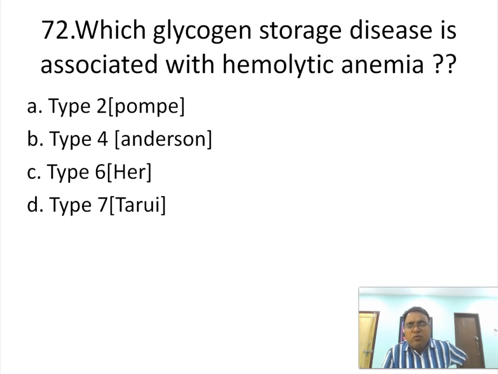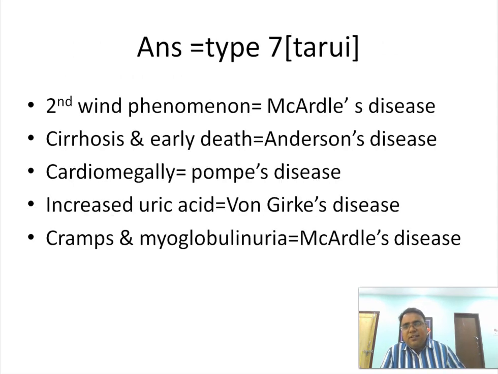Next, which glycogen storage disease is associated with hemolytic anemia? Hemolytic anemia is associated with which subtype of glycogen storage disease? Is it type 2 or Pompe, type 4 or Andersen, type 6 or Hers, or type 7 or Tarui? The answer is type 7 or Tarui. This type 7 variety is associated with hemolytic anemia.